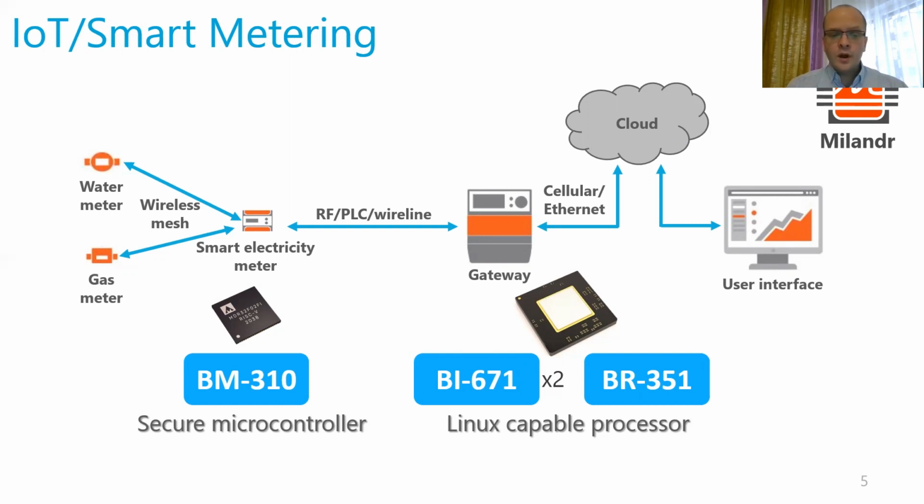The smart meter and gateways will be based on Meländer chips built on RISC-V and will be powered by our cores: BM310 for a secure microcontroller, and a BI671 dual-core configuration jointly with the real-time processor BR351 in a Linux-capable processor. For both of these chips, I will talk on the next slides.